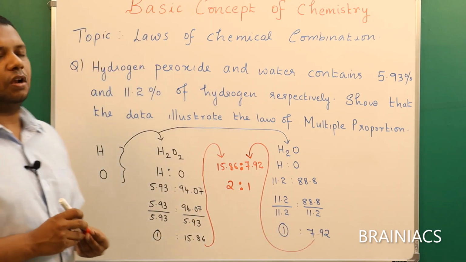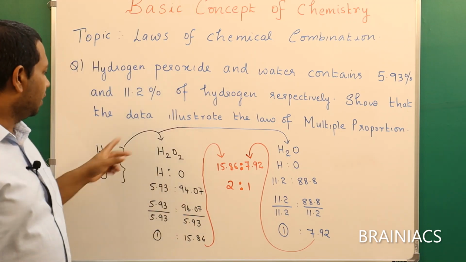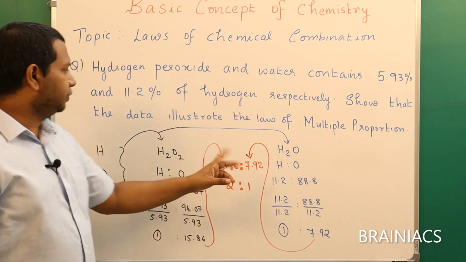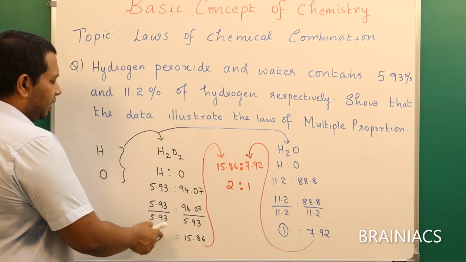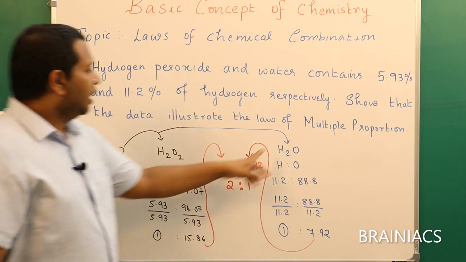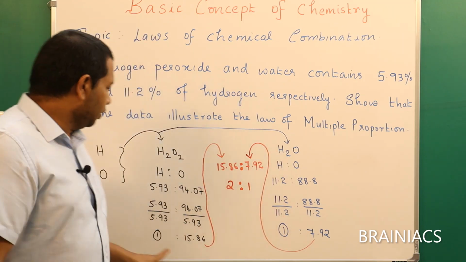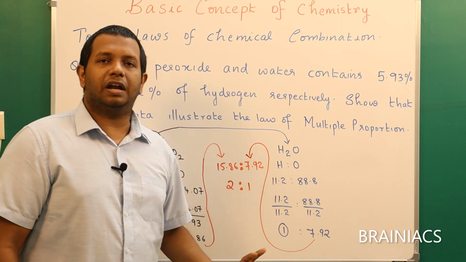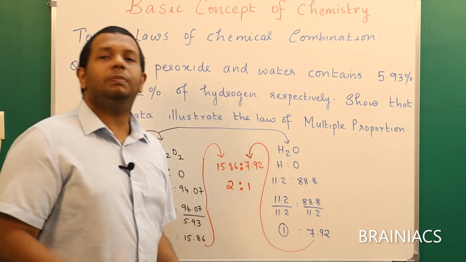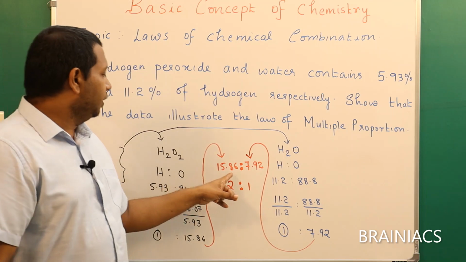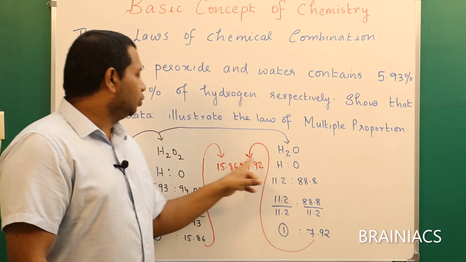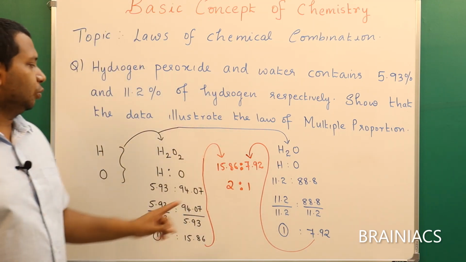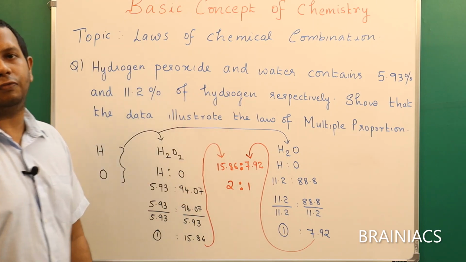Now look at the law. What is the law of multiple proportion stating? When two elements combine to form more than one compound, then the fixed mass of one of the elements combines with a variable mass of the other element. Here hydrogen we have reduced to the simplest ratio, so it is 1 here and 1 here also. The variable masses of the other element are 15.86 and 7.92, and if you take the ratio of these two, it will bear a simple whole number ratio, 15.86 to 7.92, that is 2:1. So this illustrates the law of multiple proportion.